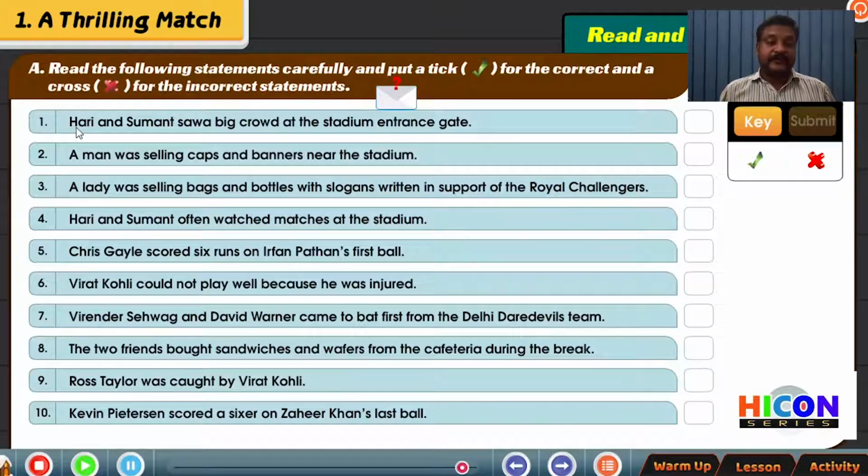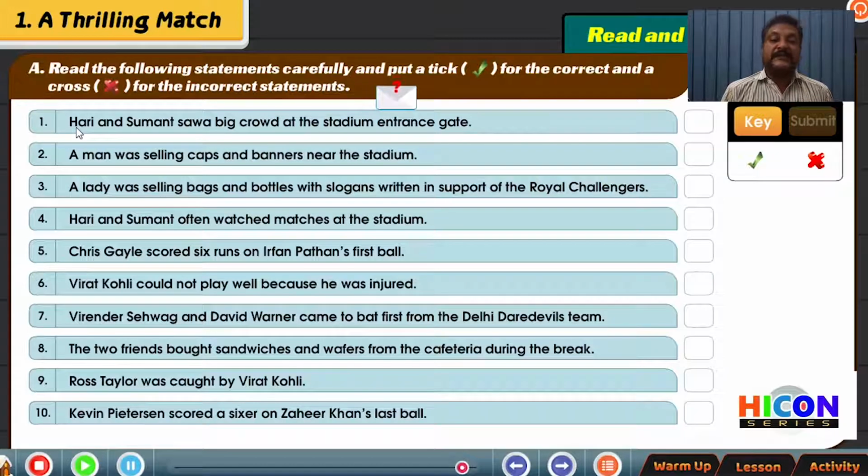Fine. The first sentence. Hari and Sumant saw a big crowd at the stadium entrance gate. So in the beginning of the lesson itself, this sentence is there. Hari and Sumant came there at 4 o'clock, and as they walked towards the stadium, they saw a big crowd. So that statement is true.